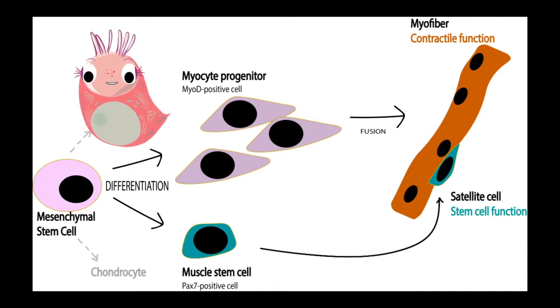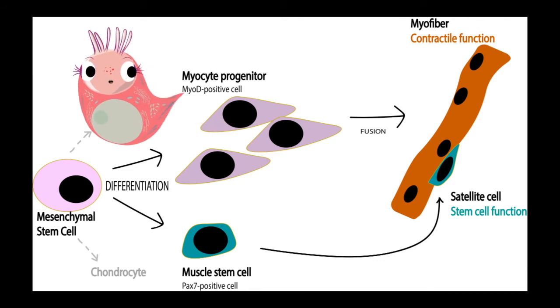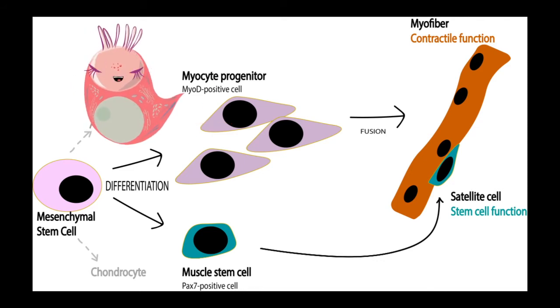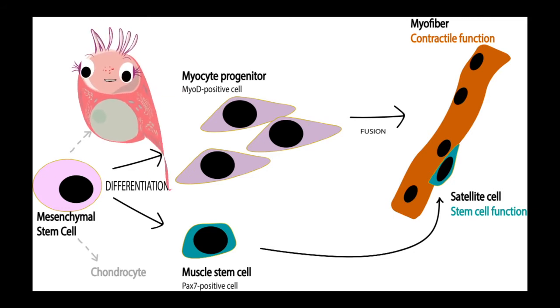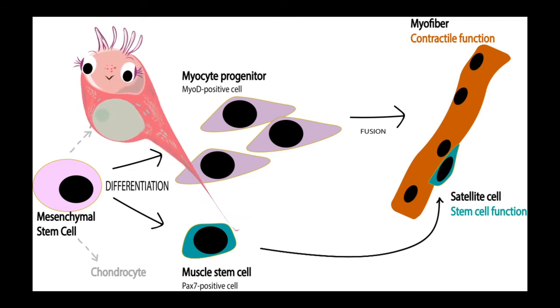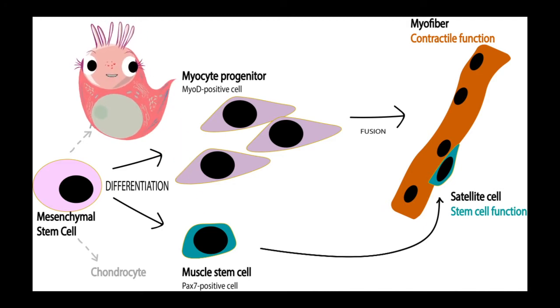After several rounds of cell division and differentiation, the mesenchymal cell will produce a lot of myocyte progenitors, so cells that will really become myocytes and muscle fibers, but they will also produce a small proportion of cells that will keep a capacity to divide, so these ones will be muscle stem cells. So they will stay in the pool of cells even in adults so that the muscles can renew and regenerate.